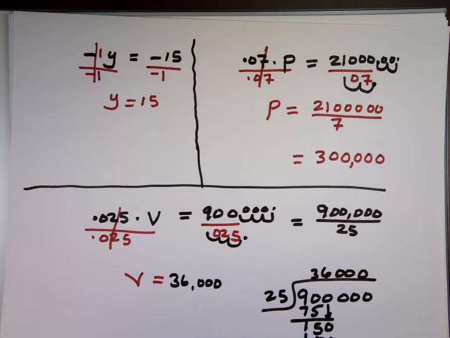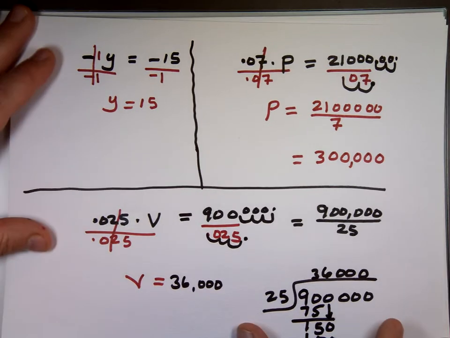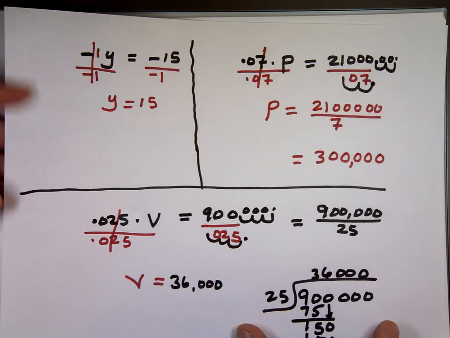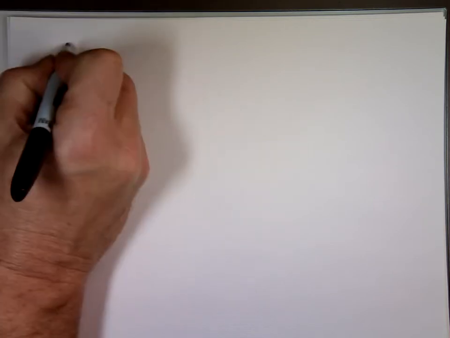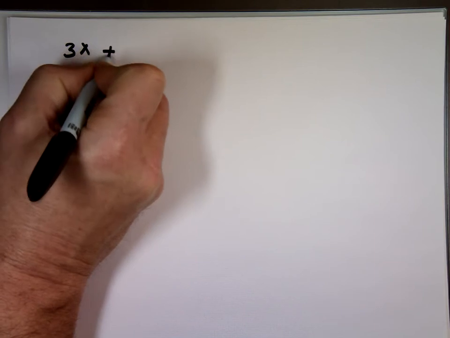Now let's mix the two topics together. Right now we did the multiplication, we did the addition, but we didn't mix them together. How about if you have a problem that has both of these in it? So here's an example. 3x plus 4 equals 7.